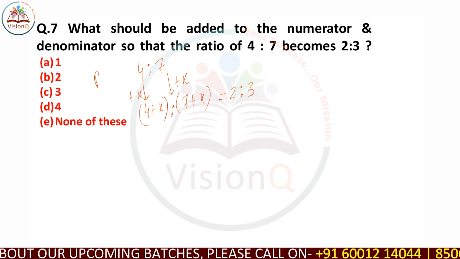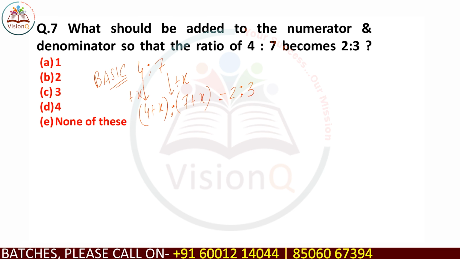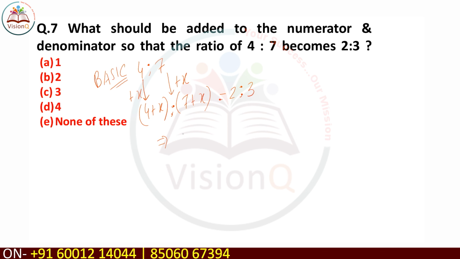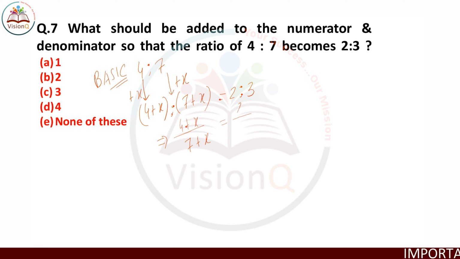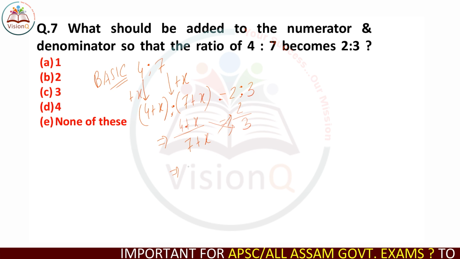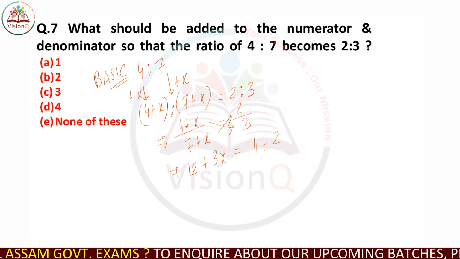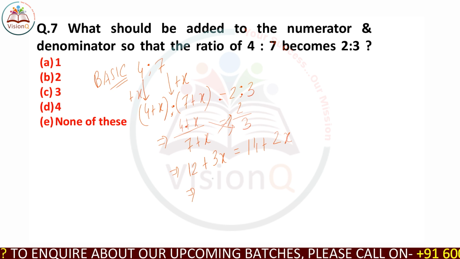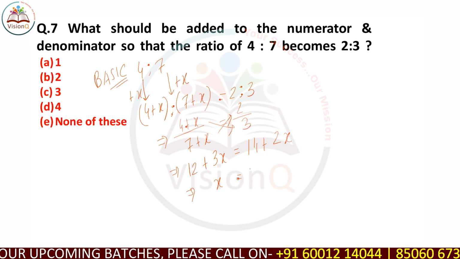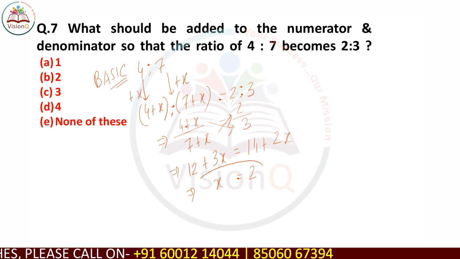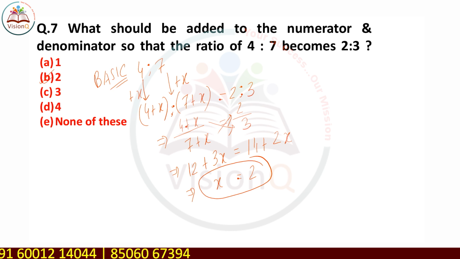Now this is the basic approach to do the question, using x. Now 4 plus x is to 7 plus x. It is nothing but 4 plus x divided by 7 plus x is equal to 2/3. So if I cross multiply, I can get the value of x. So it becomes how much? 12 plus 3x will be equal to 14 plus 2x. 3x minus 2x is x, and 14 minus 12 is 2. So the right answer of question number 7 is option B, 2. Now this question can also be done without taking out x, using the options.